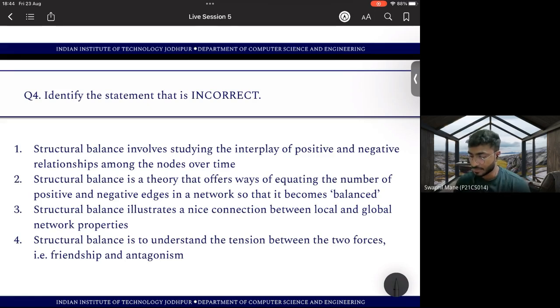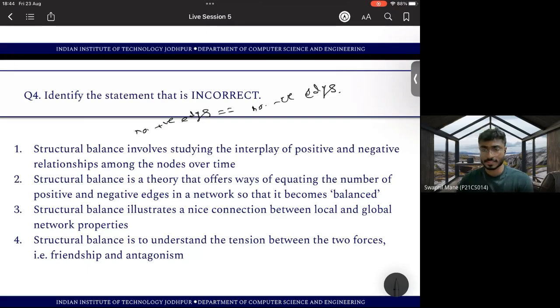The second option says that structural balance is a theory that offers ways of equating the number of positive and negative edges in a network so that it becomes balanced. So the second statement is saying that the number of positive edges is exactly equal to the number of negative edges. This is not what we are doing in structural balance.